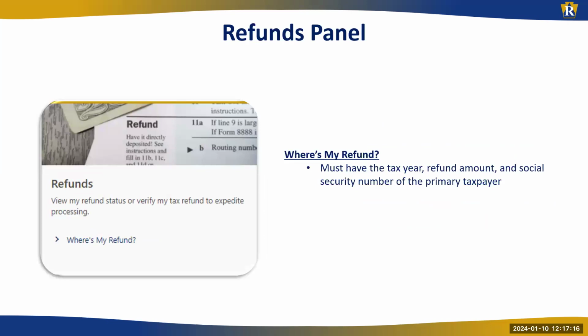Our refunds panel, this is where you would go to be able to check the status of your personal income tax refund. To use this, you would need to have the tax year, the refund amount, and the social security number of the primary taxpayer that is listed on the return.